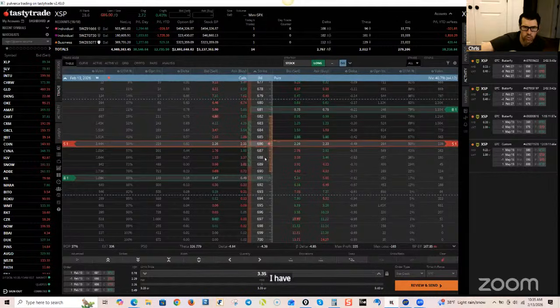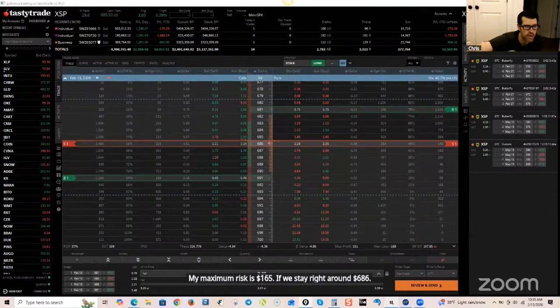Now my break even would be on the call side 689 and change, and then 682 and change. So if we're above 683 or below 689, I can make money on this trade. My maximum risk is $165. If we stay right around 686, then the iron fly is a trap.